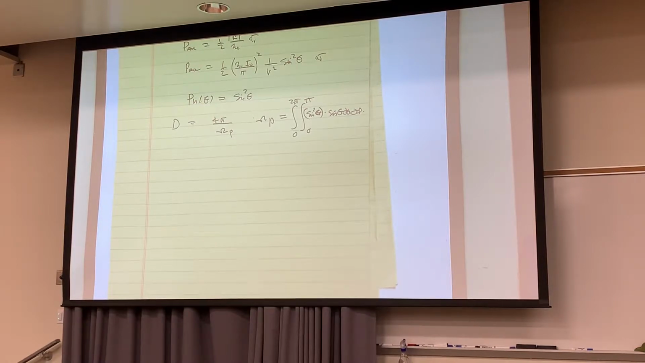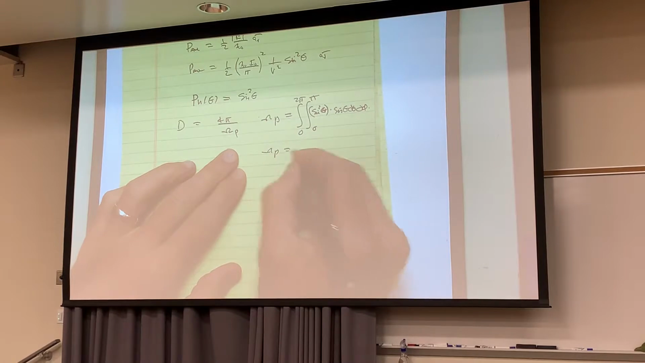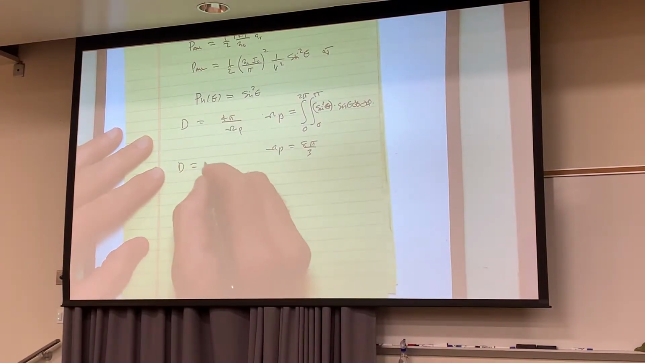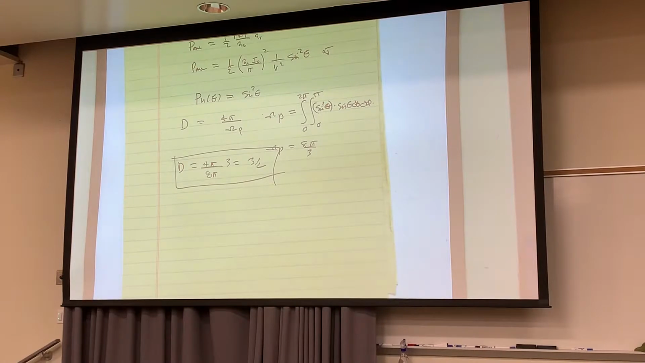And when you do this, what do you end up with? You get omega p is 8 pi over 3, right? Isn't that right? And then what's the directivity? 4 pi over 8 pi over 3, or 3 halves. So that's the directivity, and that's a quick way to get it.